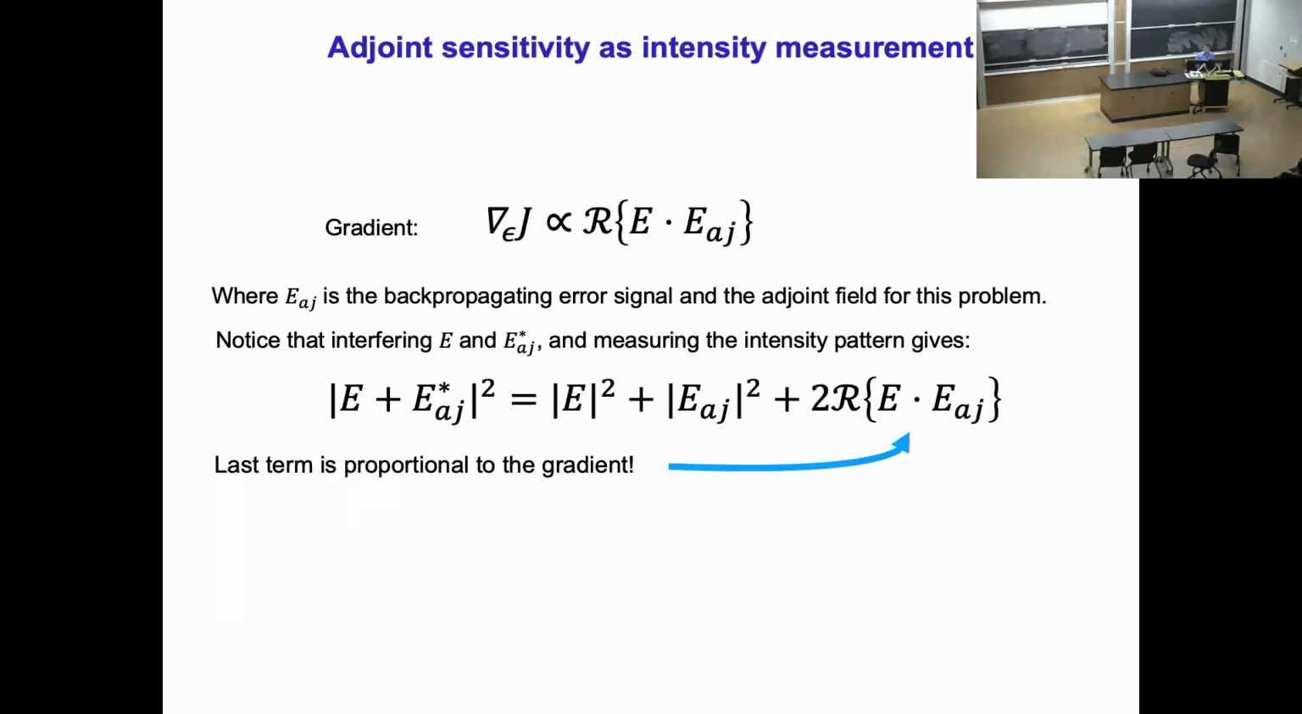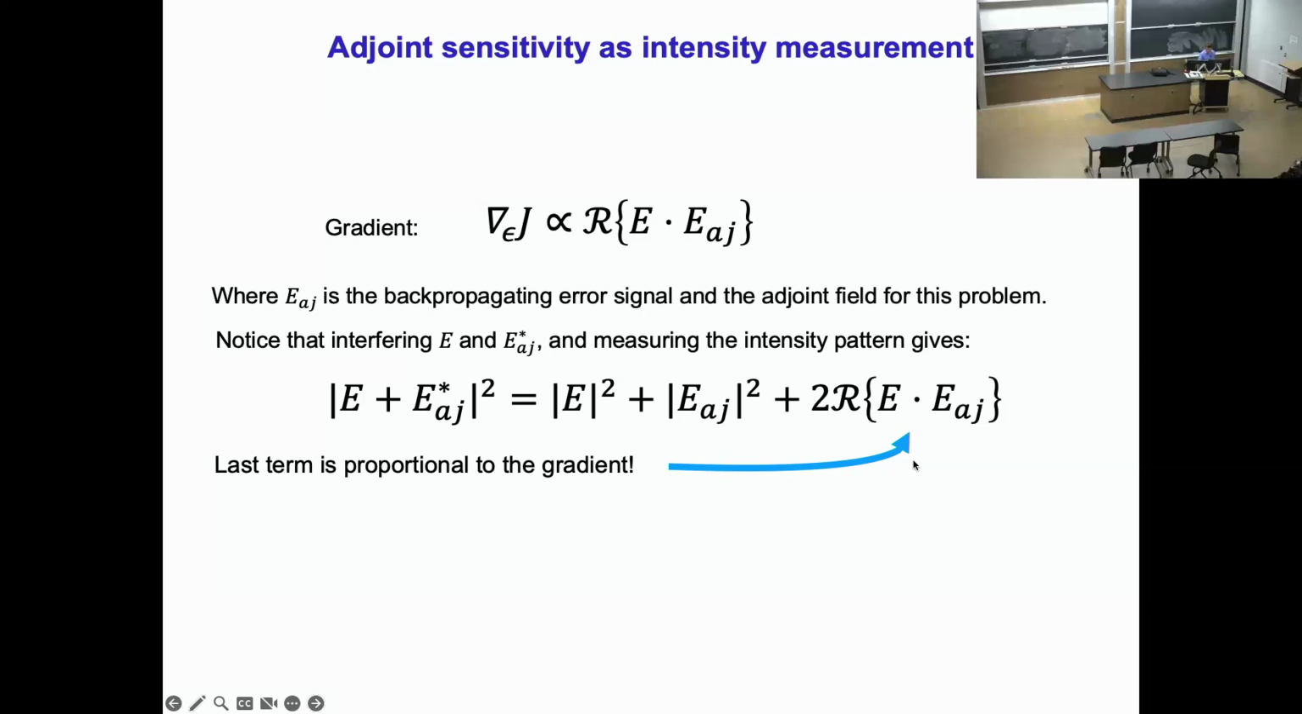And so if you look at the gradient information in this adjoint variable method, you see math that looks like this, and that's the overlap integral between 2 fields. And this, you can read off by an interference measurement. So imagine that you beat the original field with the time reversal of the adjoint field. The beating term is your gradient.